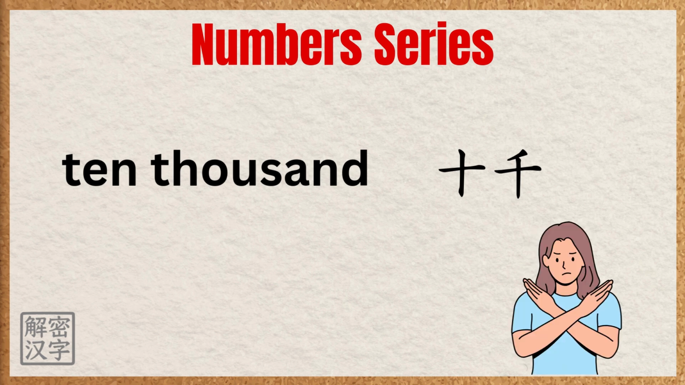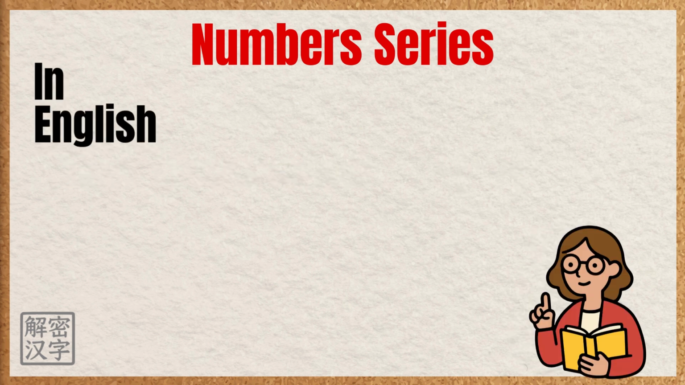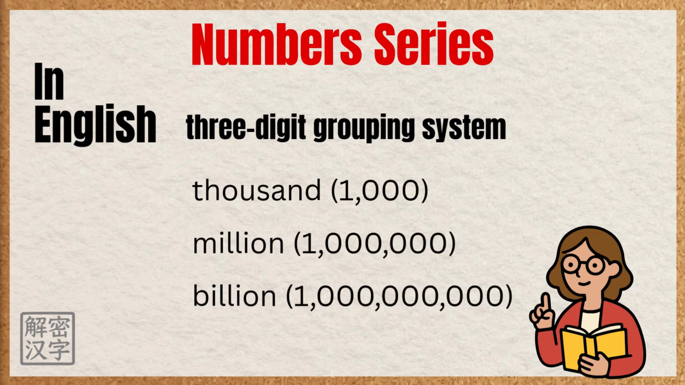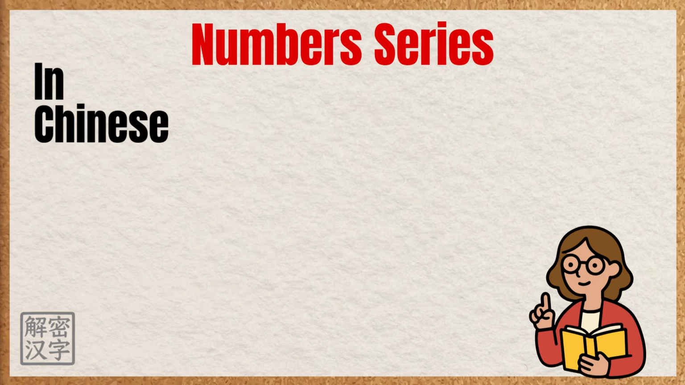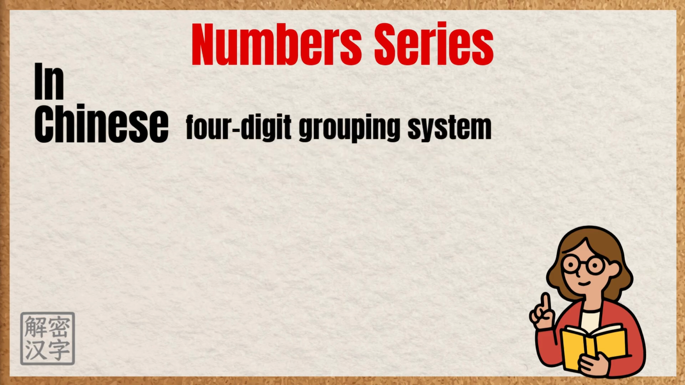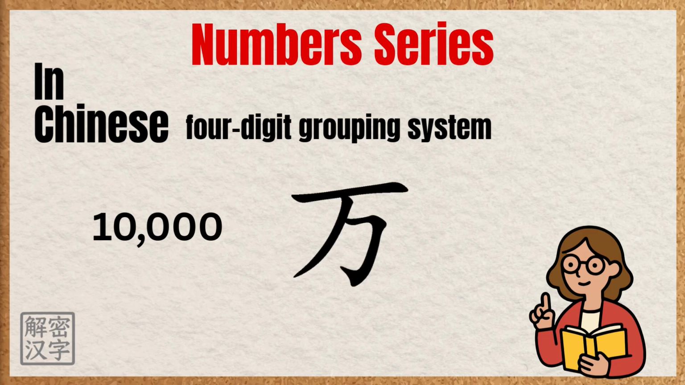In English, we name large numbers using a three-digit grouping system. For example, thousand, million, and billion. But in Chinese, the number system works differently. The Chinese number system names large numbers using a four-digit grouping system. For example, 10,000 is not 10,000, but a single unit called 1,000.